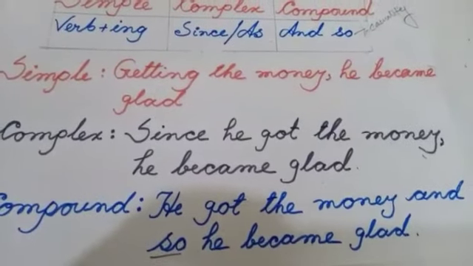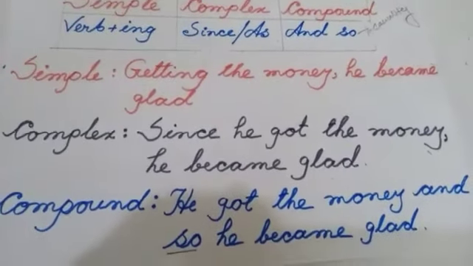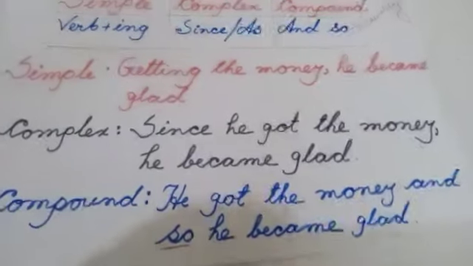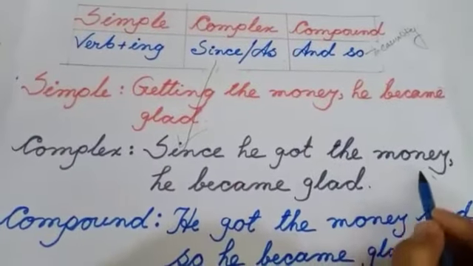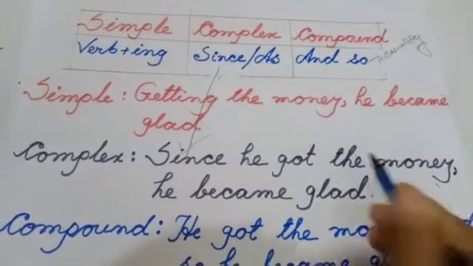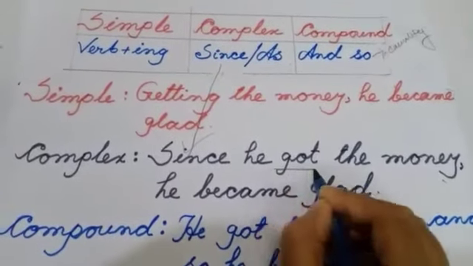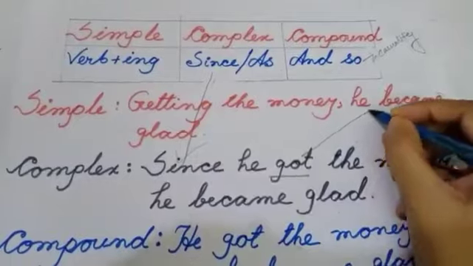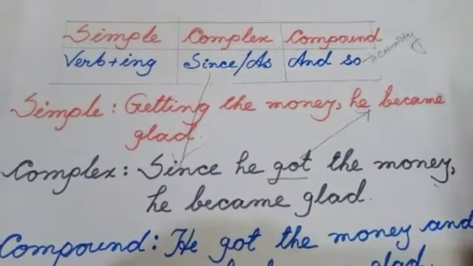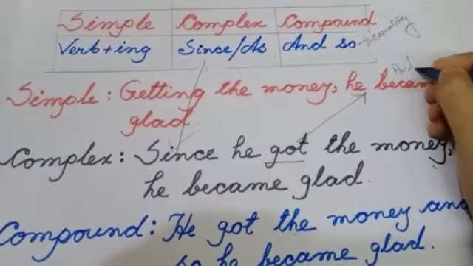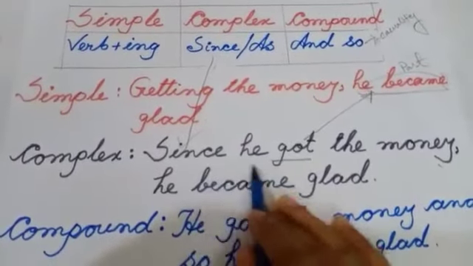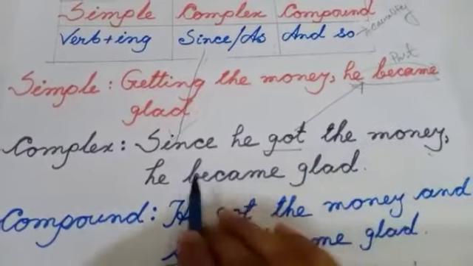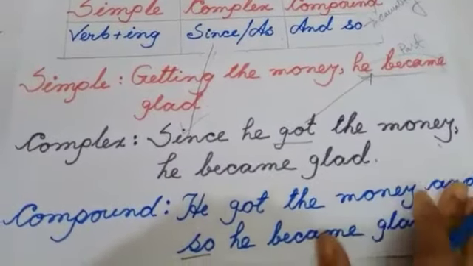So let's read the line again. Getting the money, he became glad. Then what will be the complex? Since he got the money, he became glad. Why we use got? Because the first sentence is based on past tense. He became glad. That is why we have to use since he got the money, he became glad.